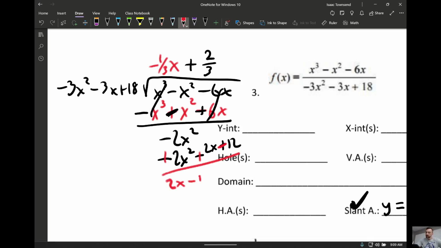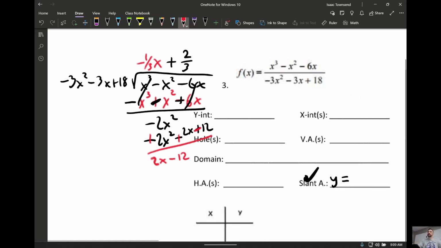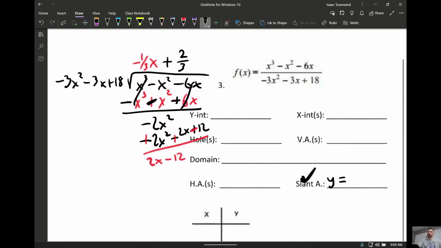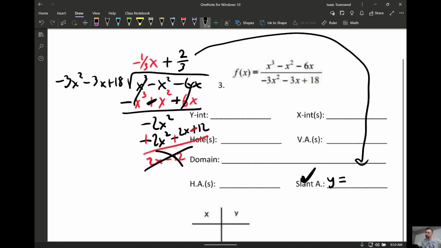And I usually start to get pretty quick here at the end of these question types because, again, with a slant asymptote, the remainder doesn't matter. So even if I made a mistake at the very, very end, I get lucky and it's not going to mess me up. The slant asymptote is going to come from y equals just what the quotient is.